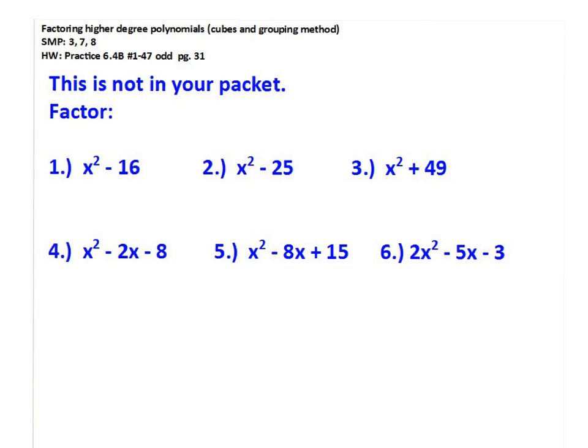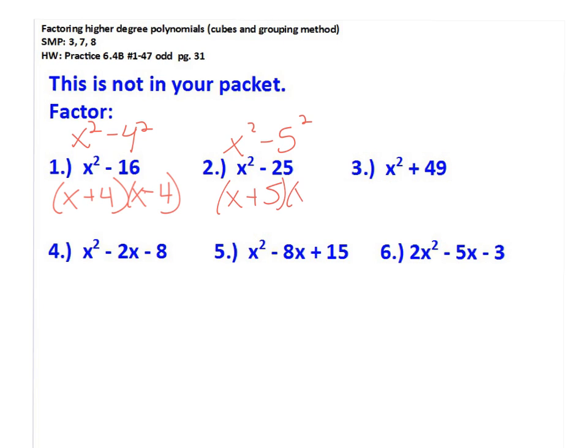Okay, for number 1, to get x squared minus 16, I know we're going to have to factor to a conjugate of x minus 4. When you have a difference of 2 squares, x squared and 4 squared with subtraction, it will always factor to the conjugate, x plus 4, x minus 4. We can do the same logic for number 2. So that's going to be x plus 5, x minus 5.